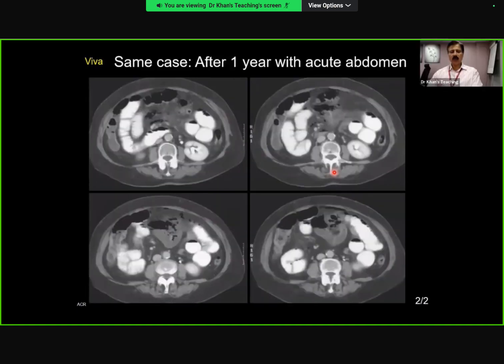And then, this is not free air. This is air within the mesentery. And classical findings of jejunal diverticula.